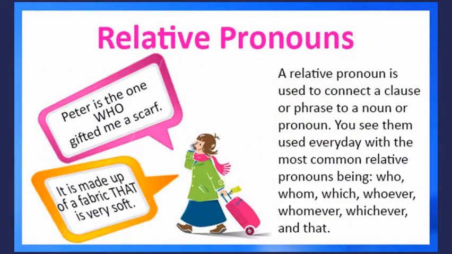Now we have here what are relative pronouns, and it says that a relative pronoun is used to connect a clause or sentence or phrase to a noun or pronoun. You see them used every day with the most common relative pronouns being who, whom, which, whoever, whomever, whichever, and that. Okay, and we have some examples here. Peter is the one who gifted me a car. It is made up of a fabric that is very soft. Okay, so we're gonna take one by one.